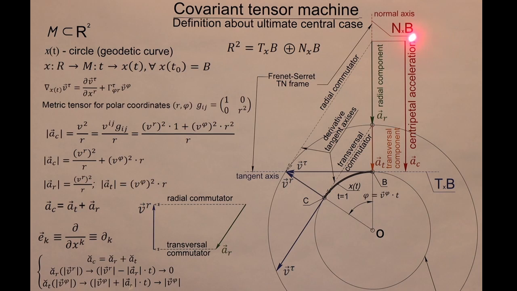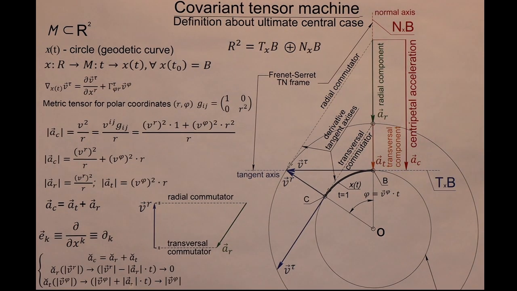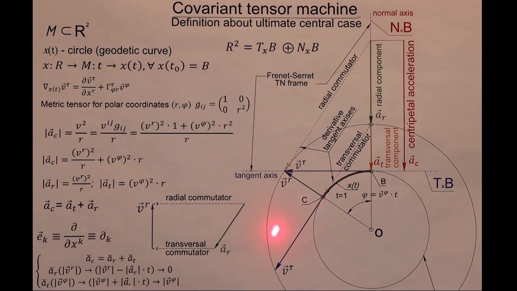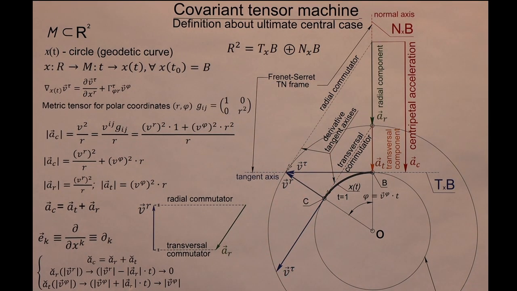Its line is in scale. Then it is necessary to take the length of the transversal commutator and move it to point C, saving the direction. The transversal commutator saved is the new velocity vector. What was drawn in the picture is one cycle of the covariant tensor machine.